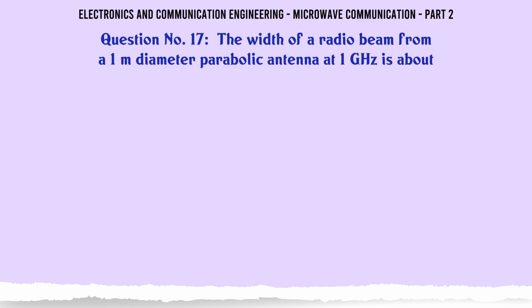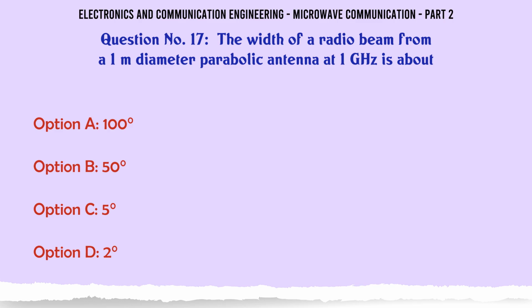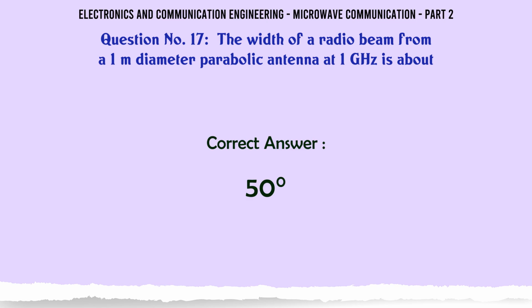The width of a radio beam from a 1 m diameter parabolic antenna at 1 GHz is about A: 100, B: 50, C: 5, D: 2. The correct answer is 50.